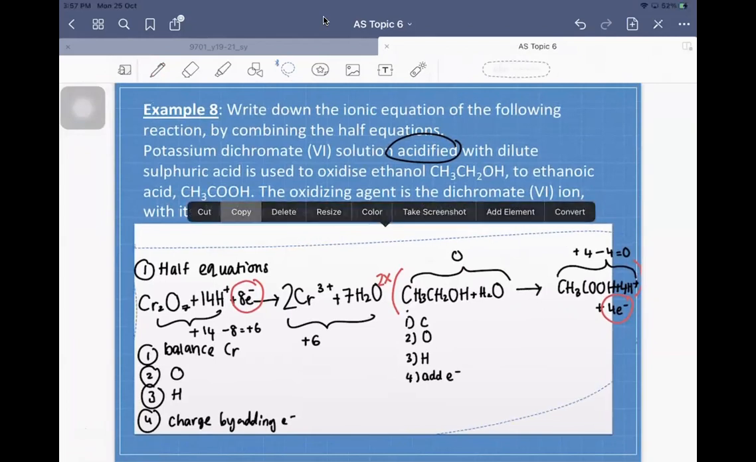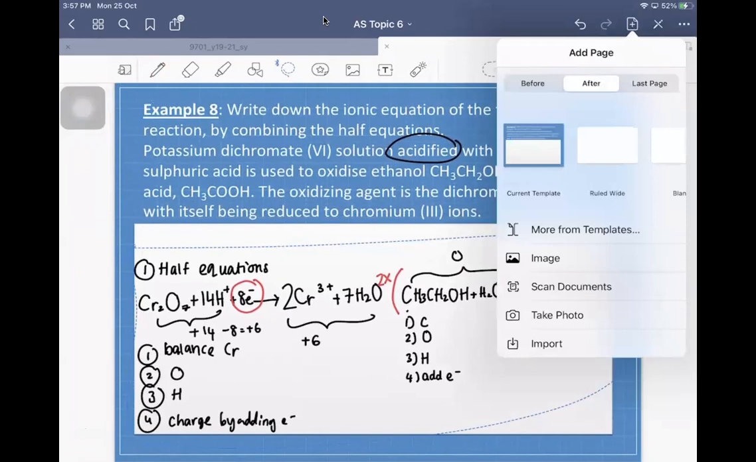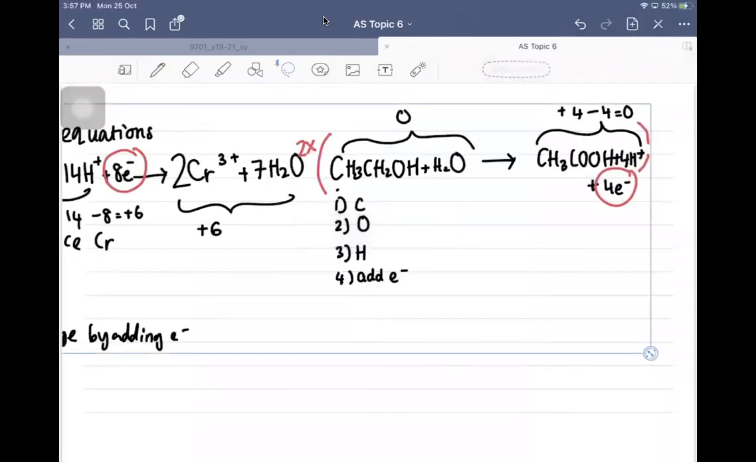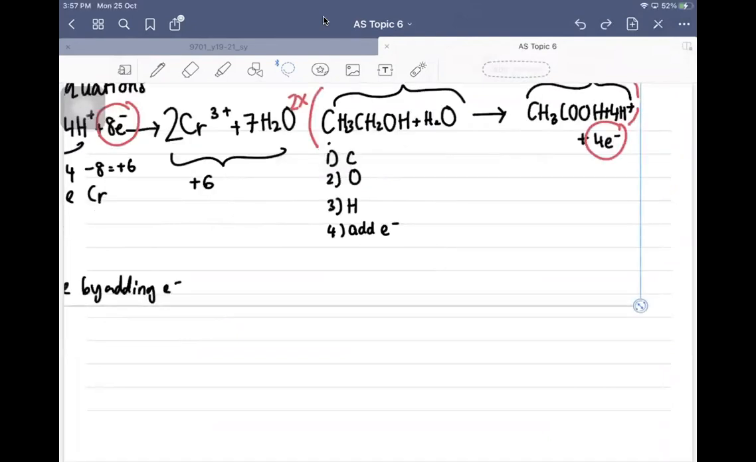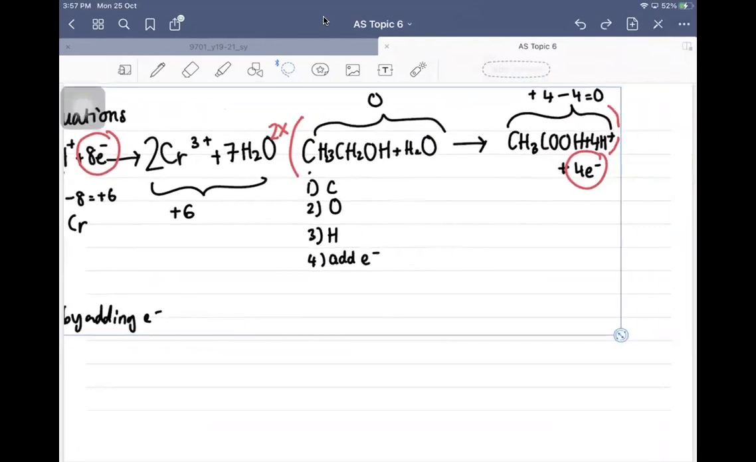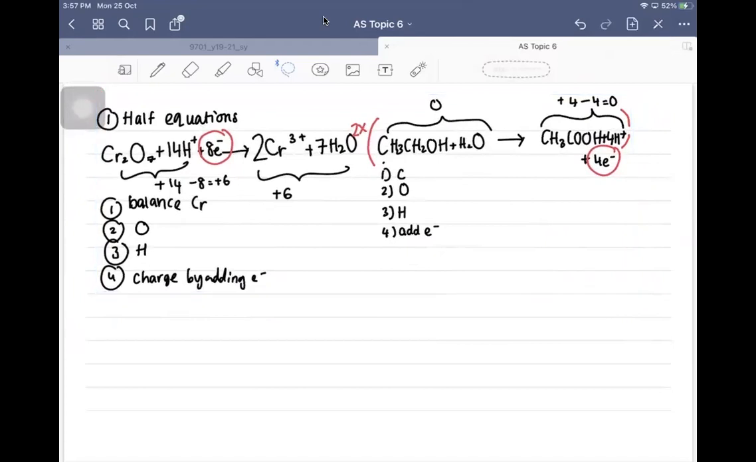Okay, that means if I copy this down on another page, okay, much better. I should make this smaller. So I should have reduction. Cr2O7 2- plus 14H+ plus 8e-. There's something wrong because my Cr2O7 2- is missing here.